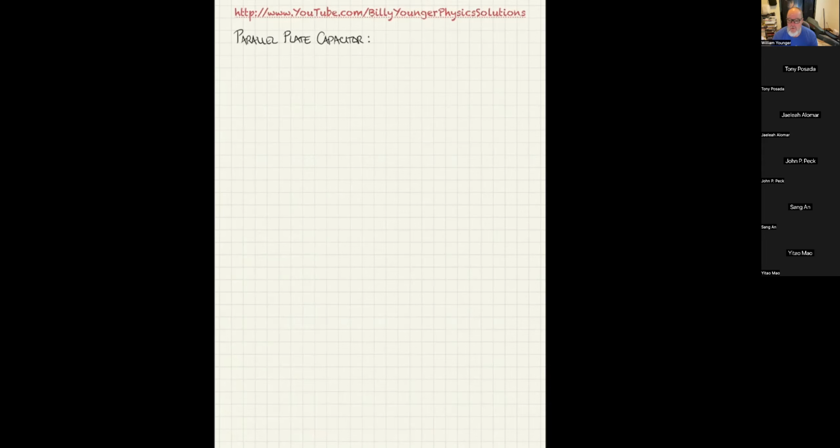Then step two, you use delta V equals negative integral of E dot dl to calculate the voltage difference between the two parts. And then you use the definition of capacitance, C equals Q over V, for the third step, which is calculating the capacitance. So what we learned was that the parallel plate capacitor has a capacitance given by epsilon 0 A over d, and that's assuming you have air or a vacuum between it.